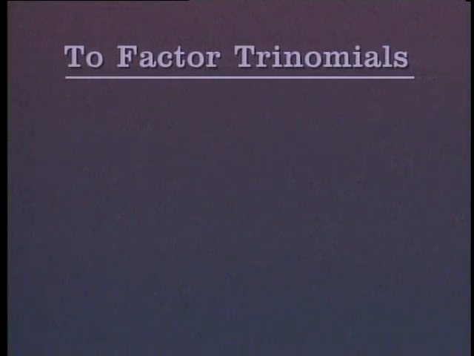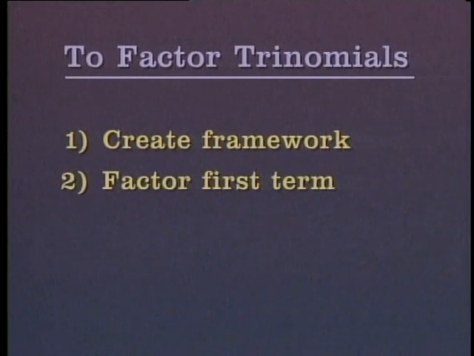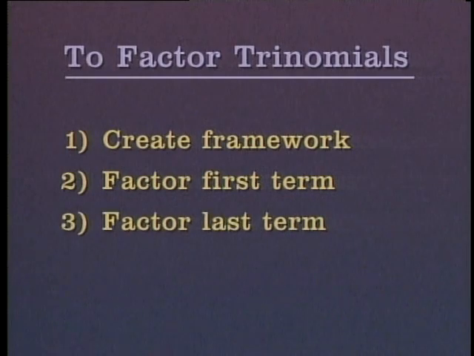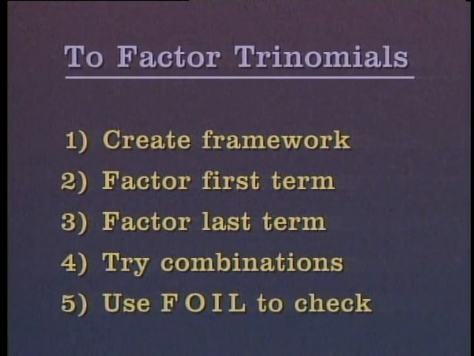Here are the key steps in factoring trinomials. Create a framework. Factor the first term. Factor the last term and examine the factors for pairs that look like they might combine to form the middle coefficient. Try some combinations of factors. And remember to check your combinations by multiplying using the FOIL method.